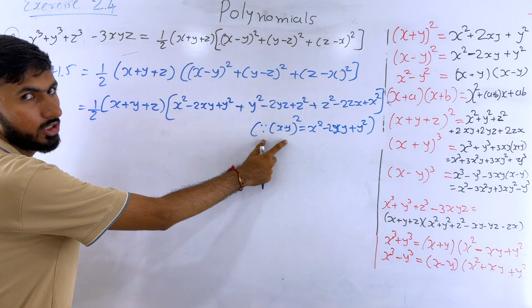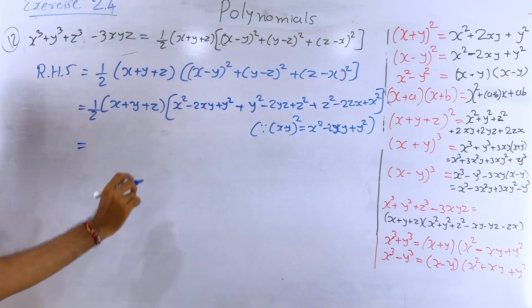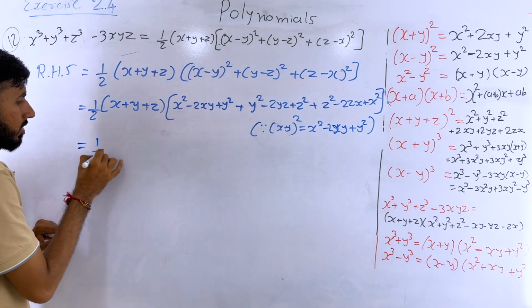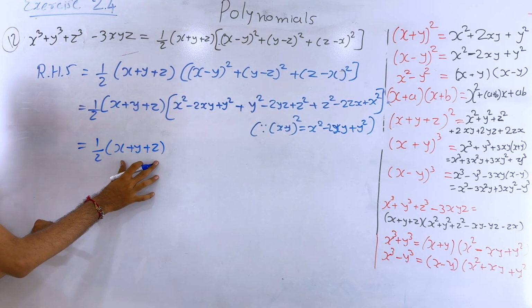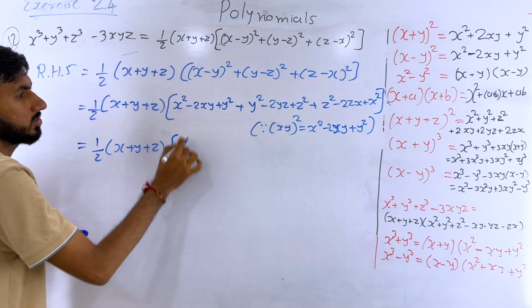We have mentioned the reason here, right? Now, once you have written this, let us write the first bracket as it is, 1 by 2 as it is. Now just simplify this.